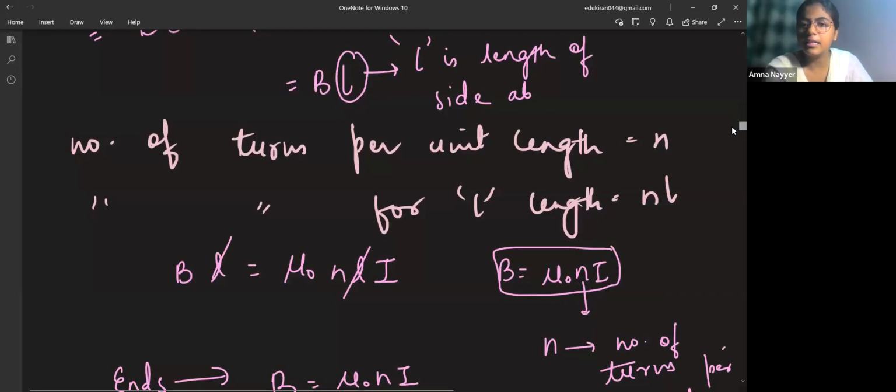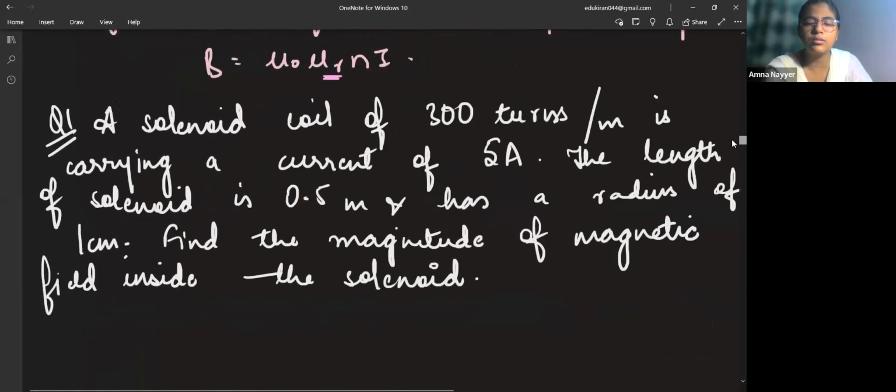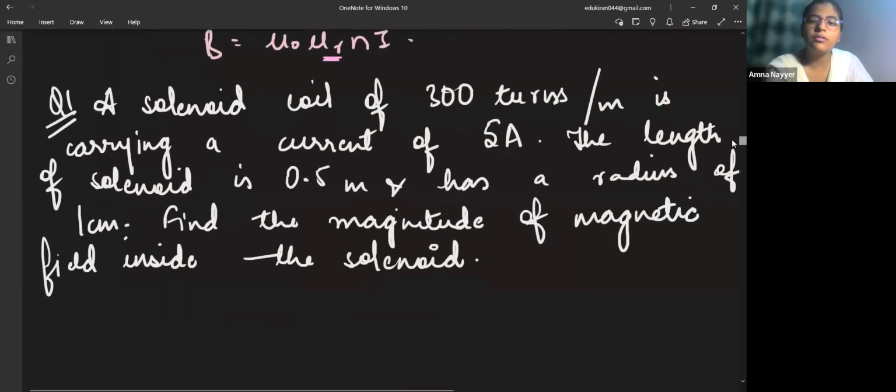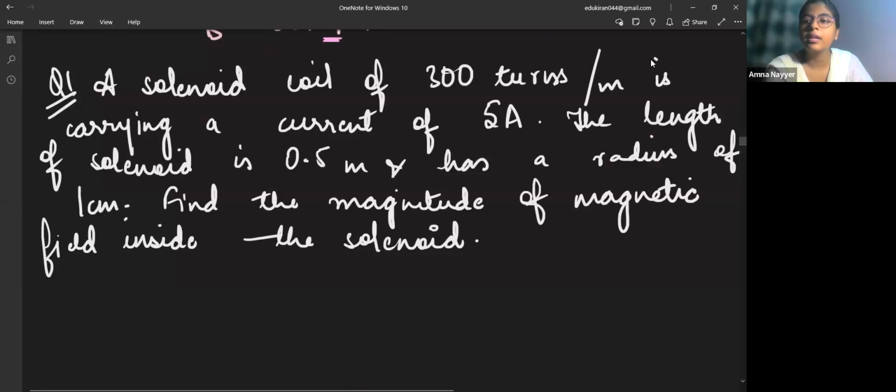One question, let us see. We didn't practice any questions, no? See, a solenoid coil of 300 turns per meter is carrying a current of 5 amperes. The length of the solenoid is given as 0.5 meters and the radius is given as 1 centimeter. You have to find the magnetic field inside the solenoid.